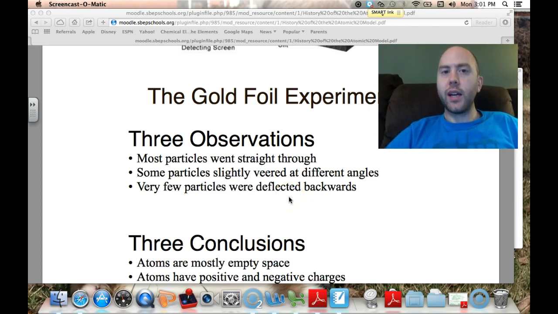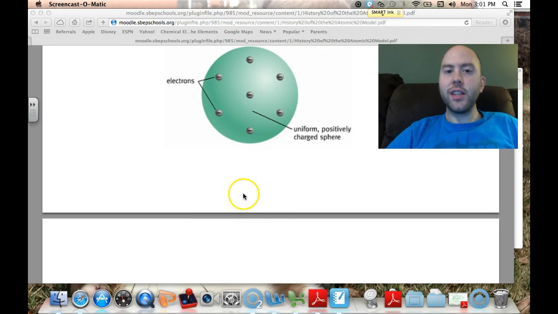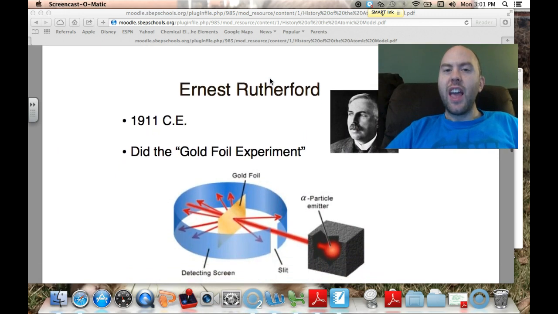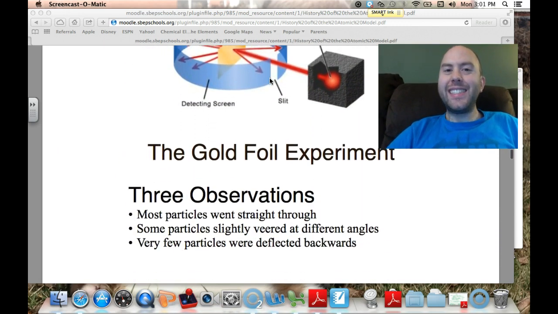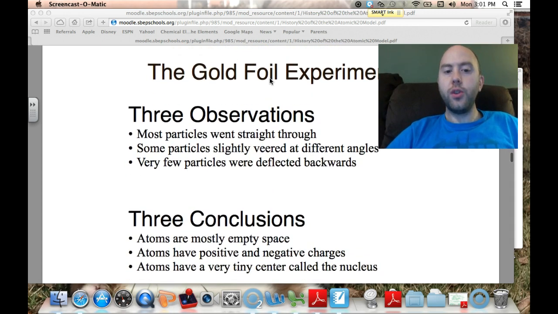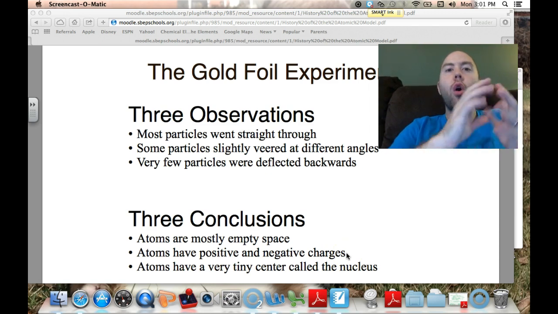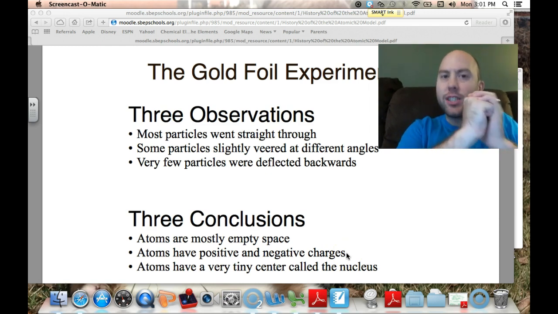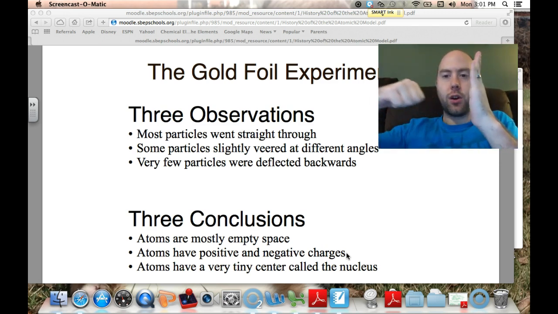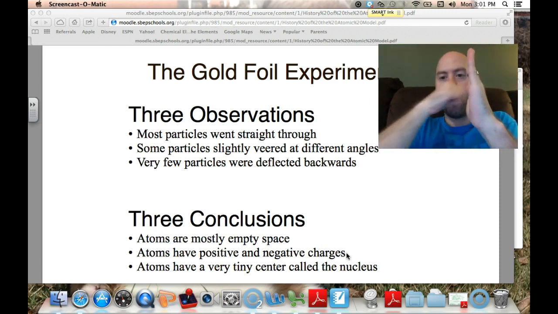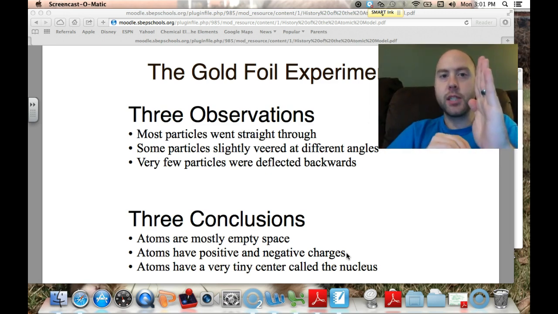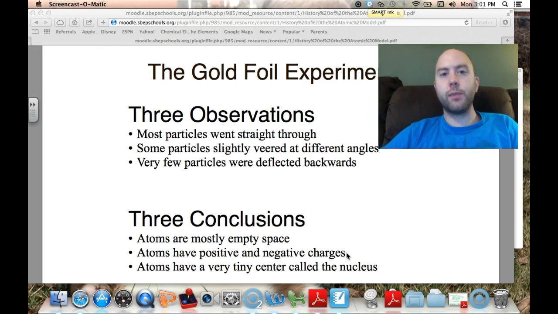Well, he realized that instead of having this really uniform positive sphere, there was actually a very, very dense center called the nucleus, which is where all the positive was. And it was like a solid chunk. So most of the particles, when they got to the gold foil, went whoosh, right through it. Let me go like this. Whoosh, right through it, because there's mostly empty space. But every so often, a particle would hit the gold foil and bounce right off the nucleus, which you're going to see in some videos later on.